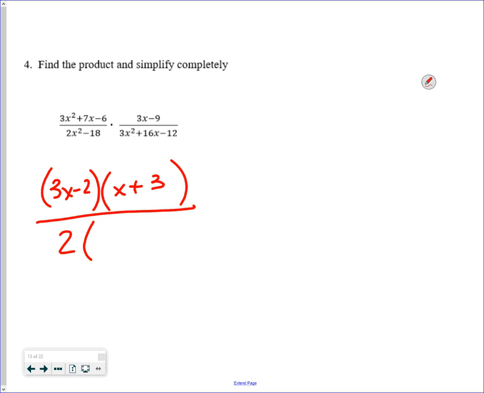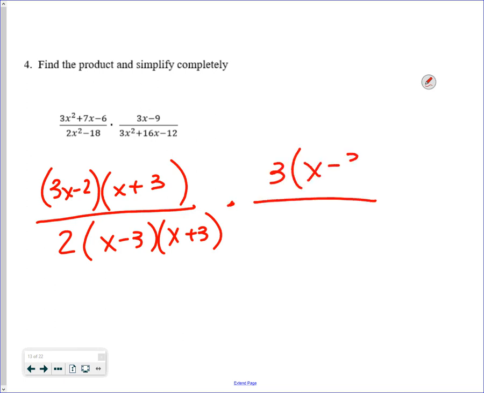2x squared minus 18 also factors to be, you got to take out the GCF of a 2, and then it factors to be x minus 3 and x plus 3. Don't forget about GCF. And then the last one down here factors again, 3x minus 2 and x plus 6.